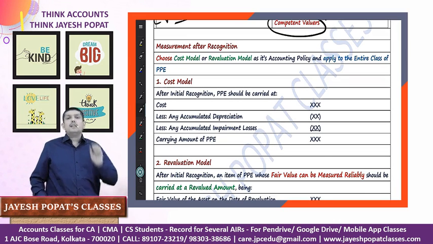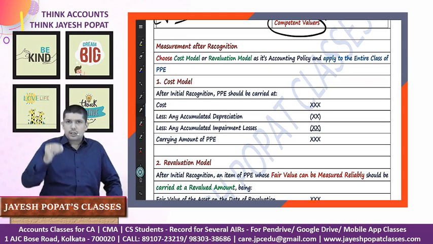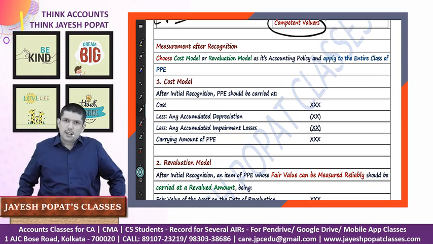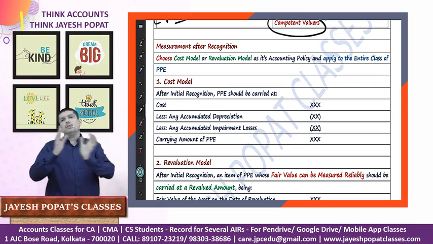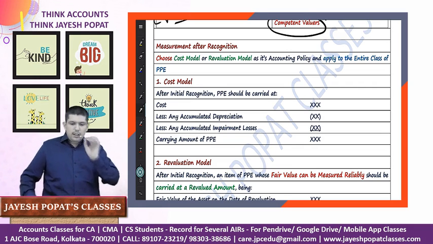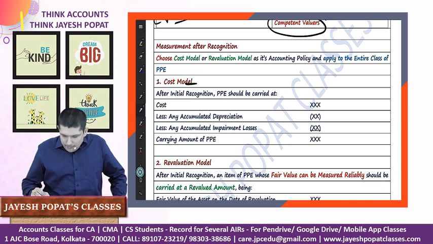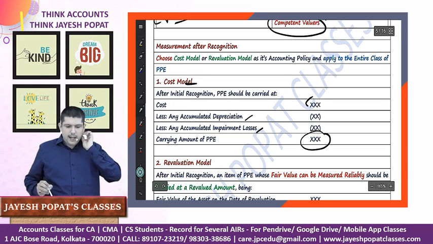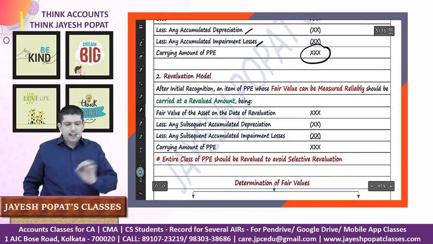Now we'll talk about measurement after recognition, right? Initial recognition we all know has to be done at cost. After the initial recognition, at each balance sheet date, we need to carry our fixed asset, right? There is an option, either you can follow the cost model or you can follow the revaluation model. If you choose the cost model, then you have capitalized it at cost, right? You will charge the depreciation, you will charge impairment loss, and then you will get the carrying amount of the item of PPE, right? You may also follow a revaluation model.